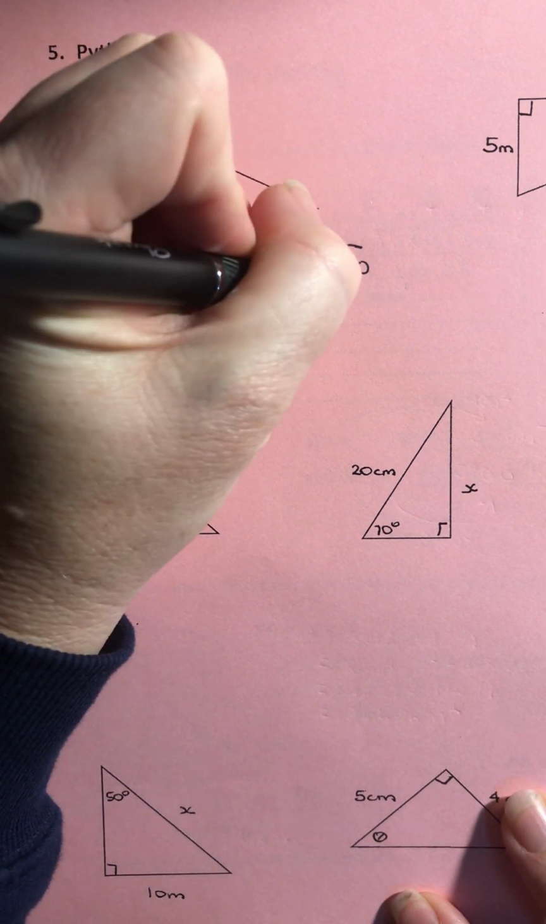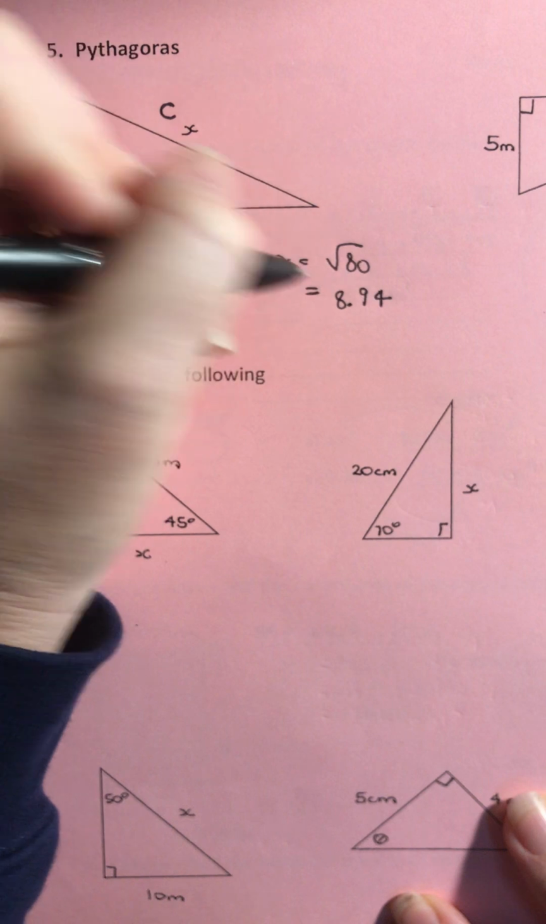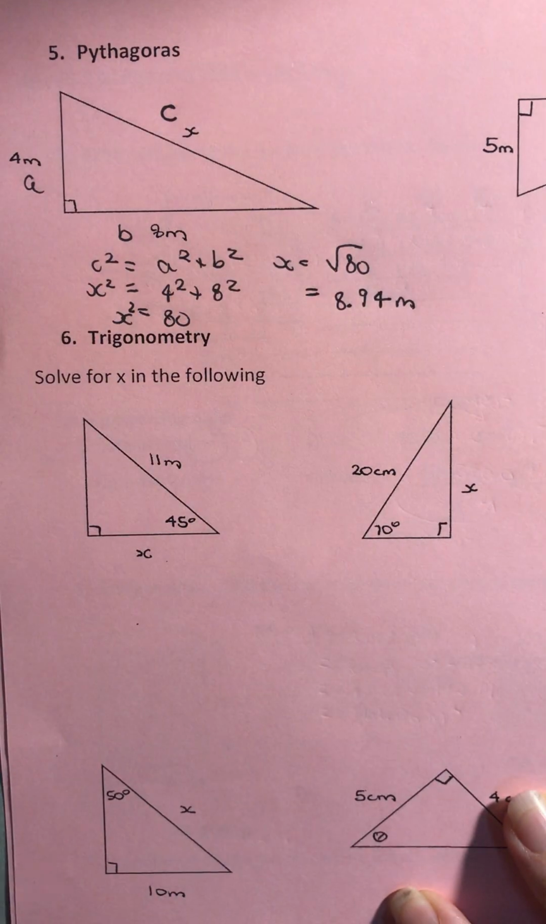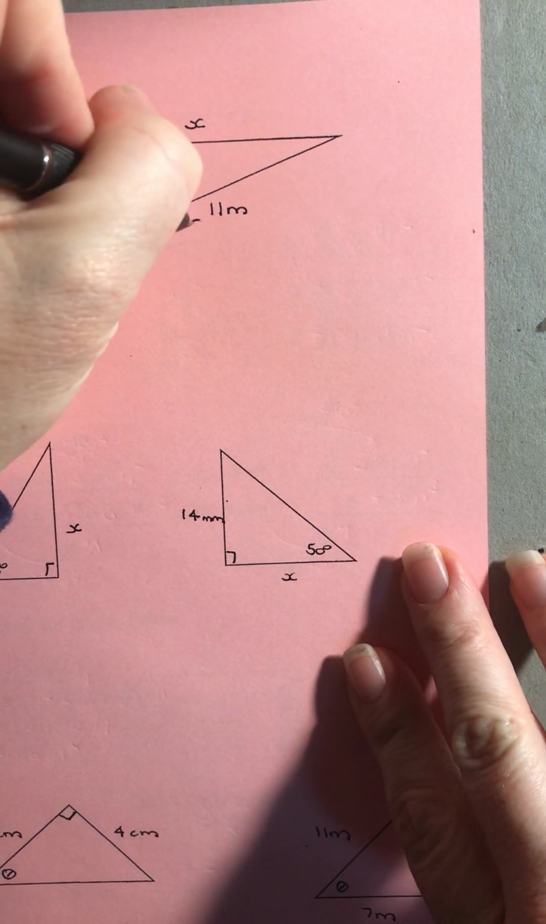And I will get 8.94, and that will be meters. For our next one, we've got our C is on the 11.